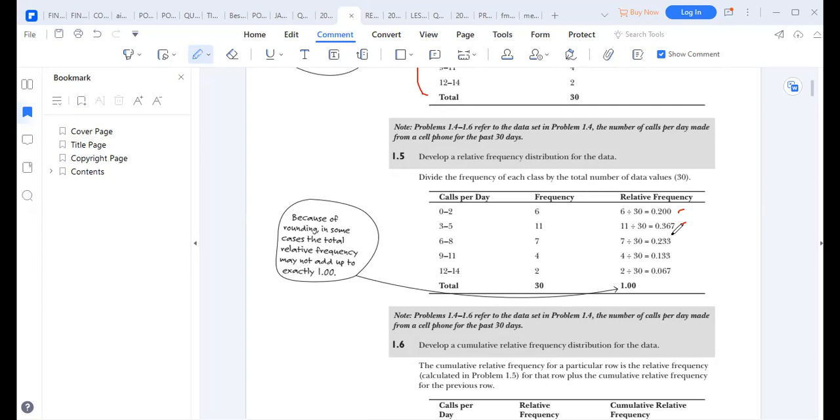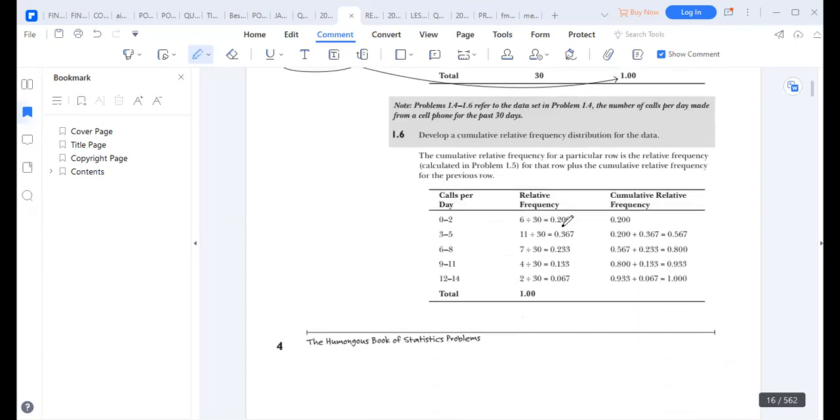Similarly, to find the cumulative relative frequency point, we add on. We start with 0.2, we add 0.36, we get 0.567. We add 0.23, we get 0.8. We add 0.133, we get 0.9533. We add this one. The last number must always be 1. That is for the case of our cumulative frequency.